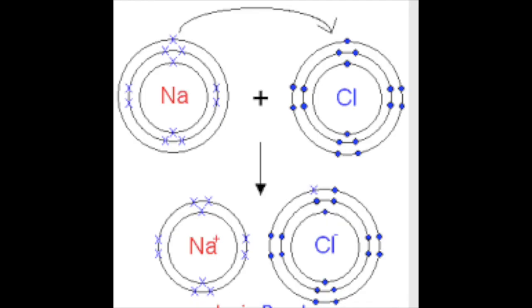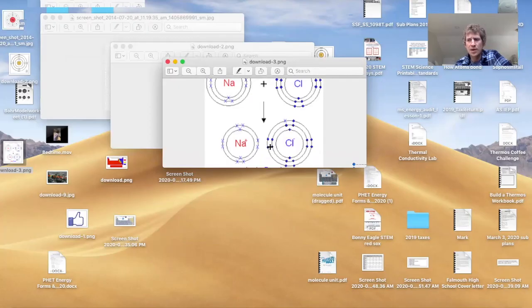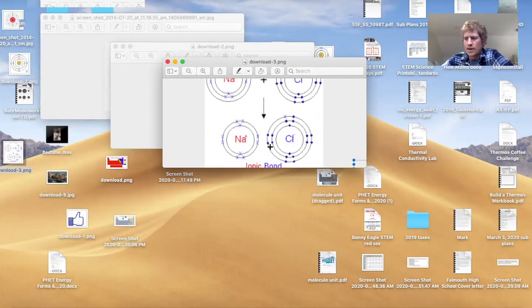Here's a picture of them being bonded together. So what happens is sodium donates an electron to chlorine, and then they become bonded together, creating an ionic bond. An ionic bond is basically when an atom donates one of its electrons to another atom to fill its outer shell. In this case, sodium is donating an electron to chlorine, creating table salt.